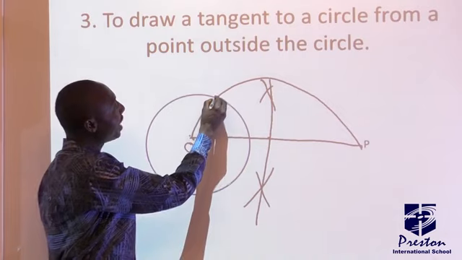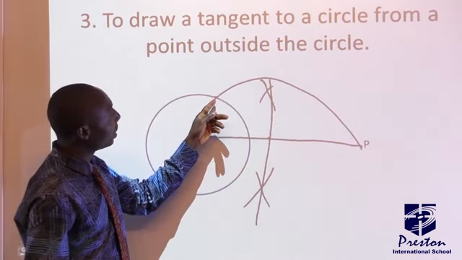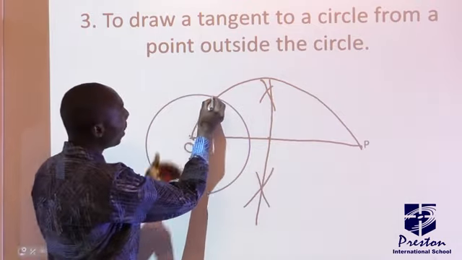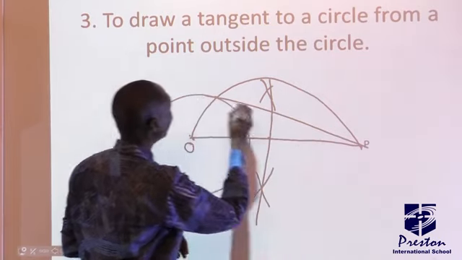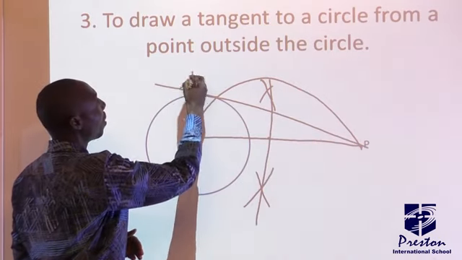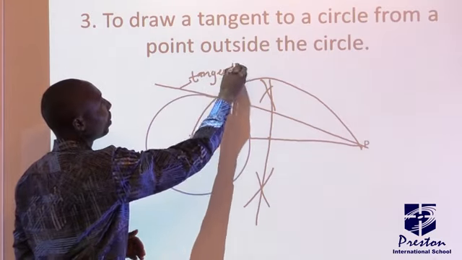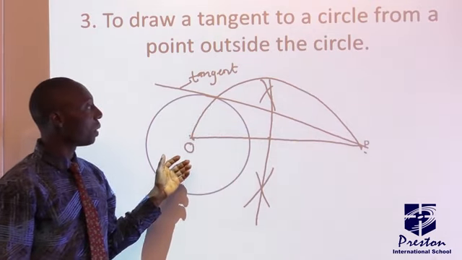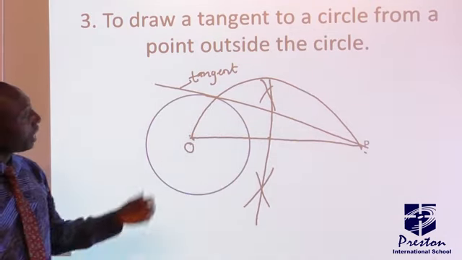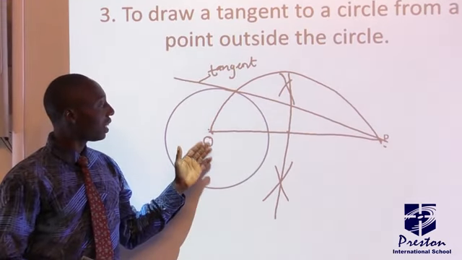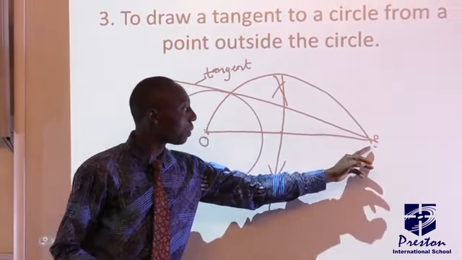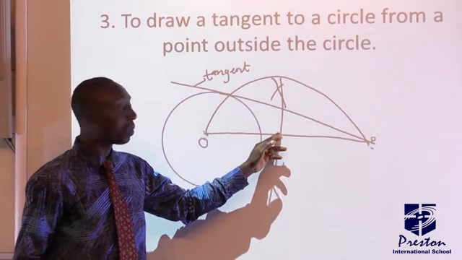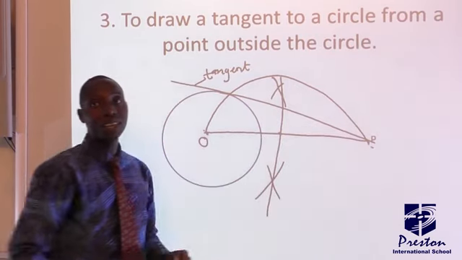The point where this arc, that semicircle, cuts the circle, is the point of tangent from point P. So with the aid of your ruler, join that point to P. And this one is the tangent to the circle from a point P outside the circle. So when you want to draw this, you take note: from the center to the point P, you bisect the line, get the bisector, from the point of bisector draw the arc and join it with the point of tangency.